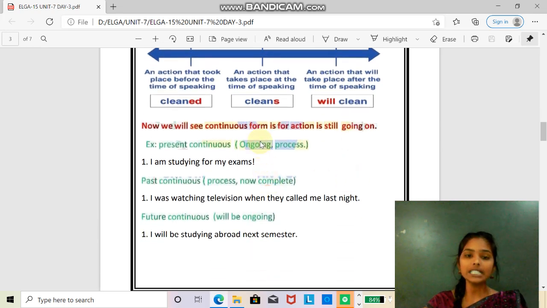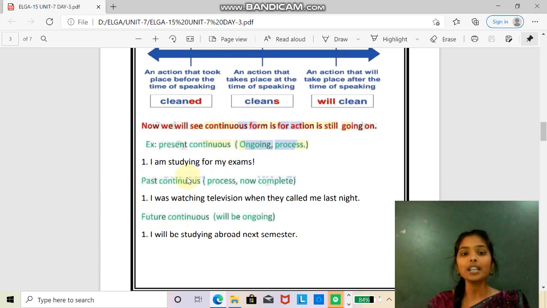Now we will see the continuous form, where the action is still going. Always remember, continuous is nothing but an ongoing process. It's not an ending process, it's an ongoing process. Let's learn how we can use it in terms of present, past and future. Present continuous: the work is happening now, still not yet completed. For example, I am studying for exams.